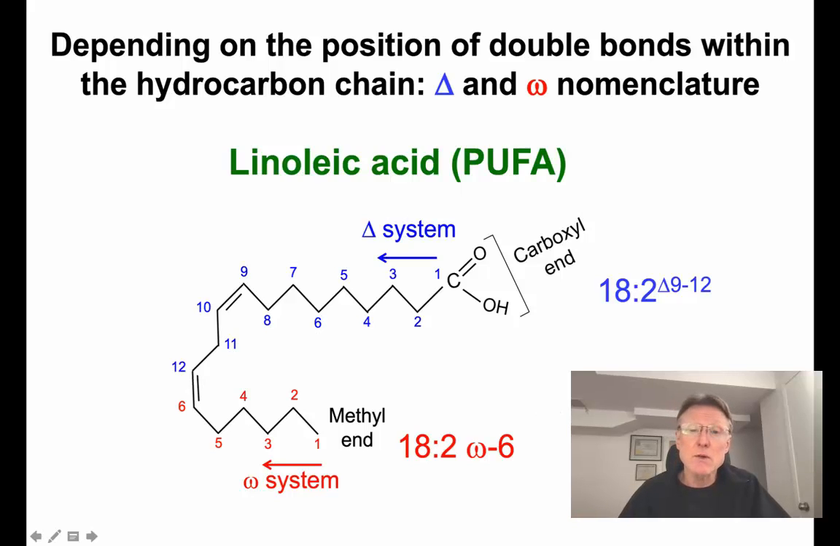I would say it's more common to find the omega system, because we hear a lot about fatty acids that are omega-3, omega-6, and the importance of these fatty acids for health. So it's more common to find the omega nomenclature, even though you can get a lot more detail of the structure of the fatty acid when you use the delta nomenclature.